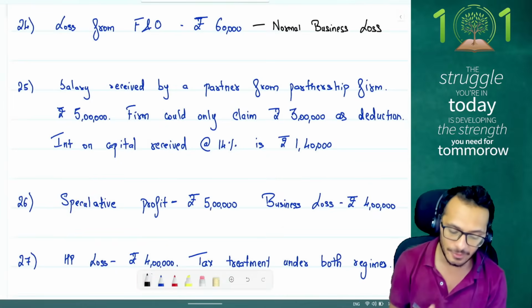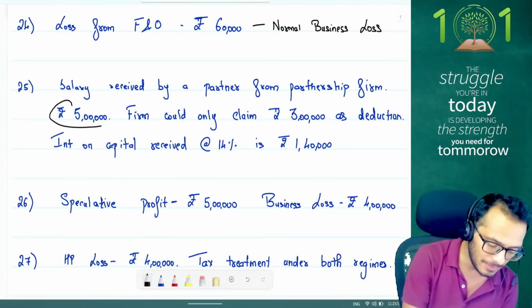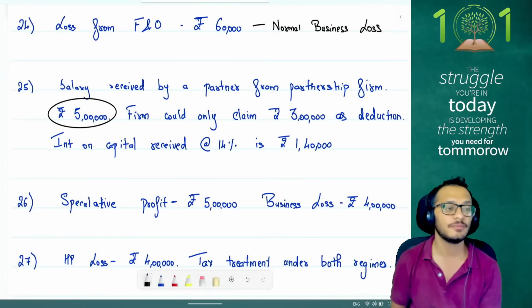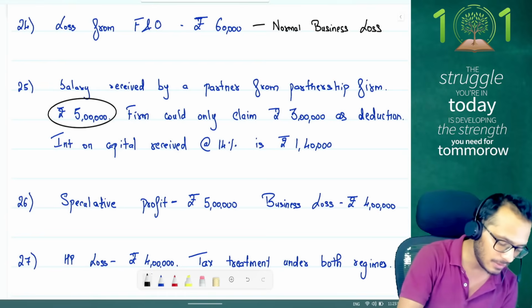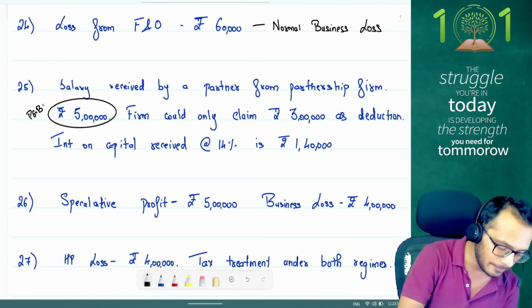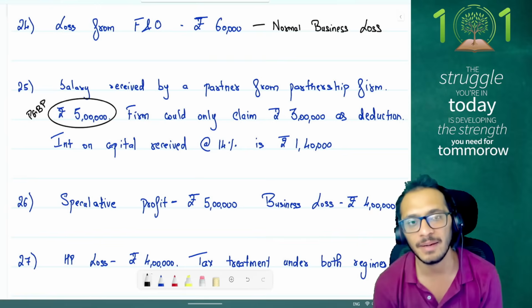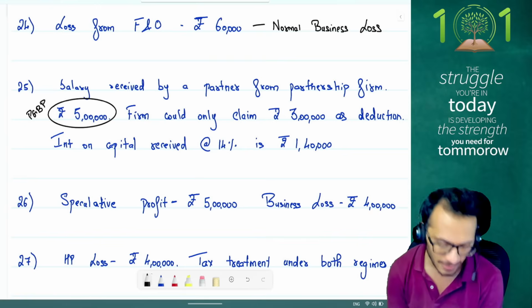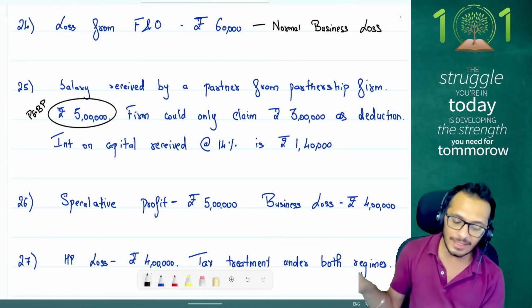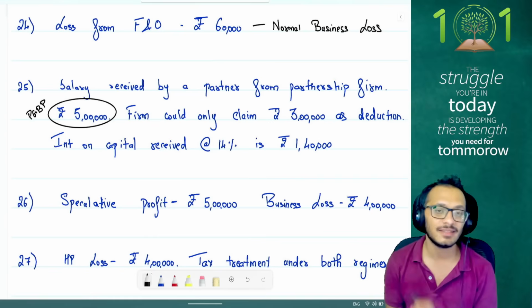Next, salary received by a partner from a partnership firm. People, salary received by a partner from a partnership firm will be what? It is going to be taxable under PGBP. The firm could only claim 3 lakh rupees as a deduction. Here is the catch point.